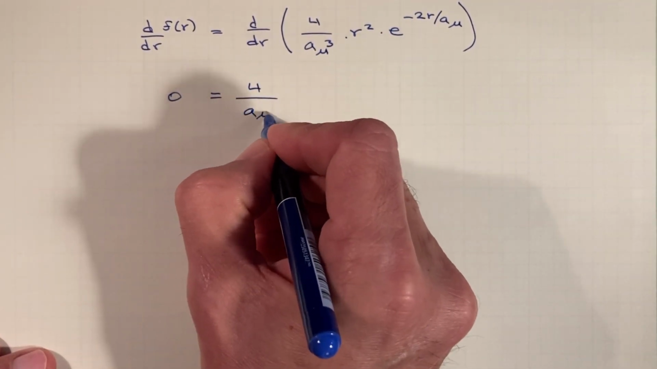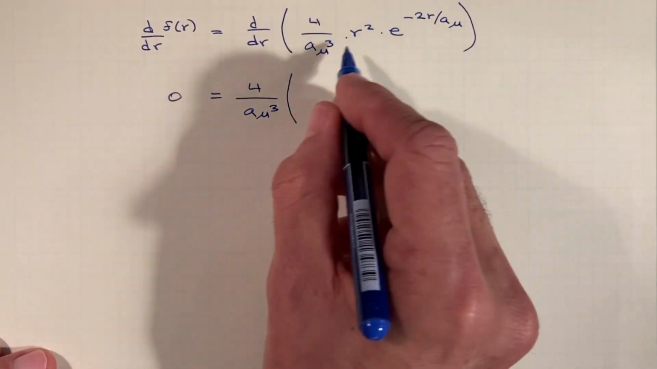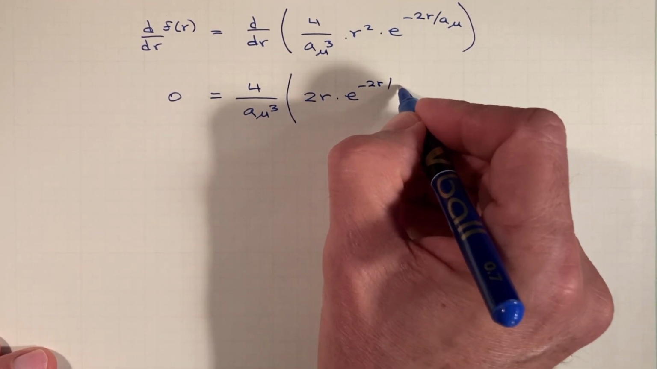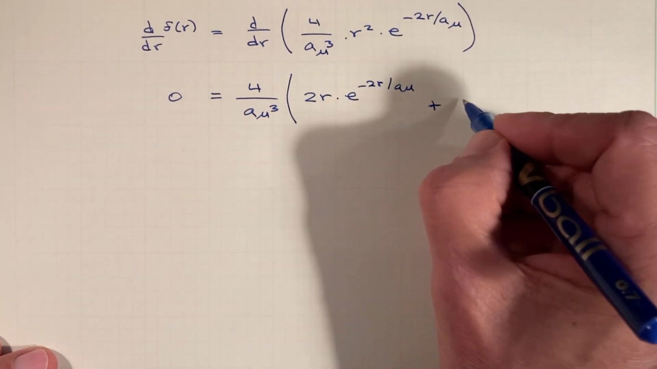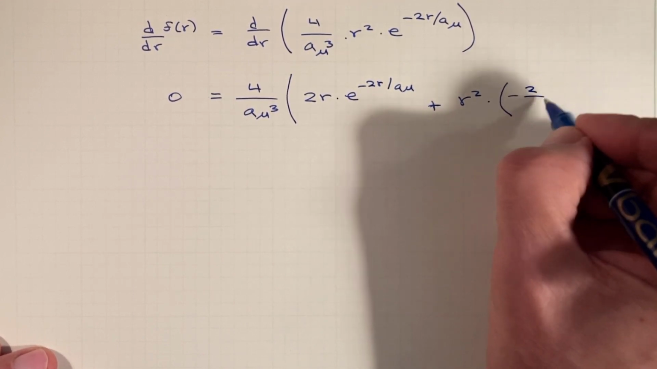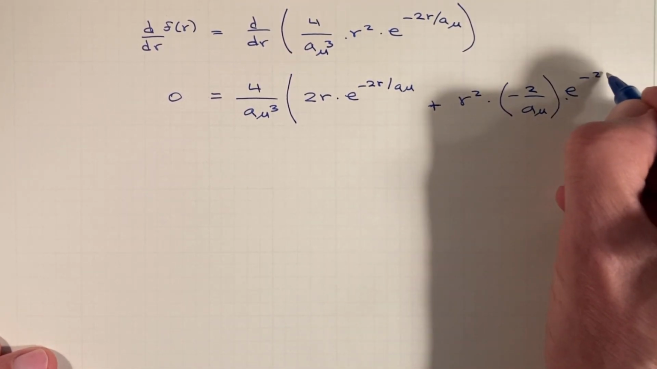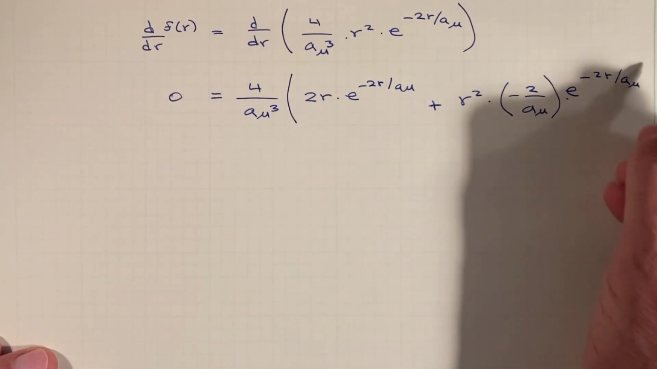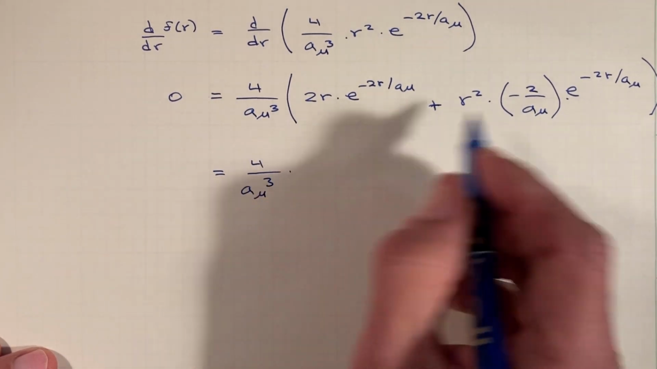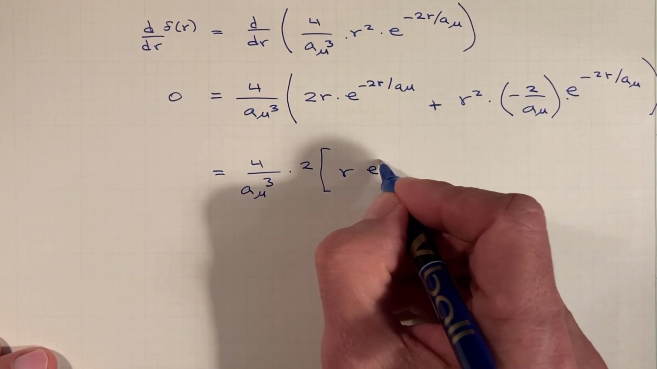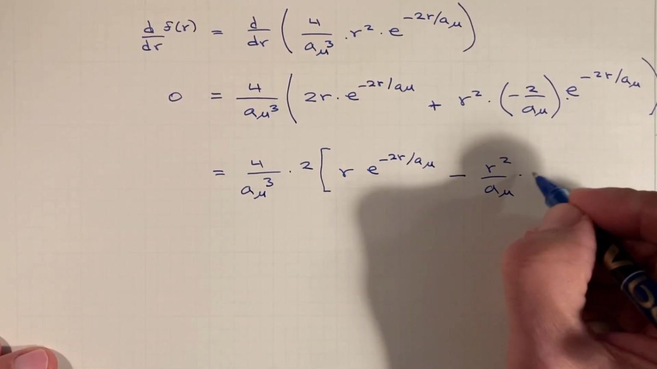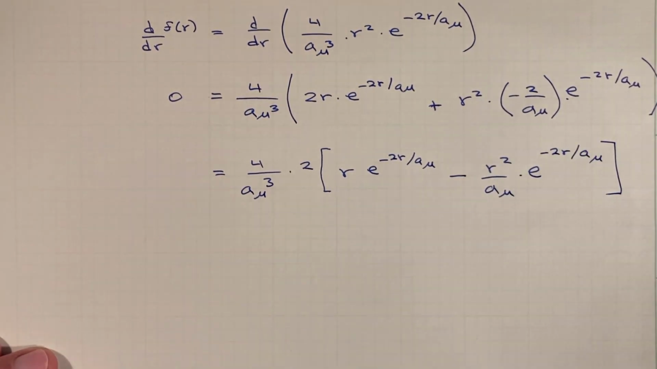Factor out 4 over a sub mu cubed and take the derivative of one term and the other term using our normal rules. 2r times e to the minus 2r over a sub mu, plus we leave the first term alone, times now the component that comes down from the exponent, minus 2 over a sub mu, times the exponential, e to the minus 2r over a sub mu. And we close the parentheses. So at this point, we can factor out the 2, and we have r e to the minus 2r over a sub mu minus r squared over a sub mu times e to the minus 2r over a sub mu. And again, that is equal to 0.